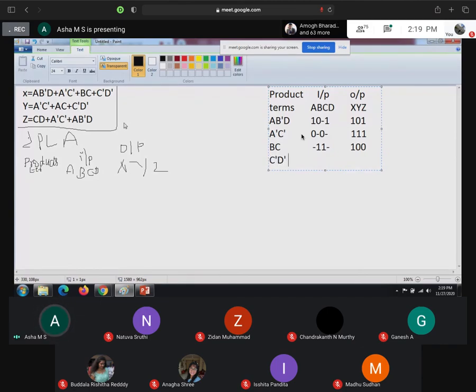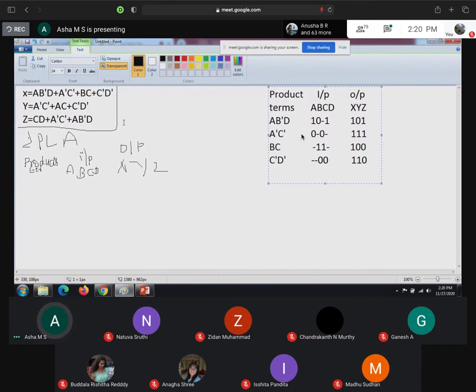Next product is C bar D bar. What is the value of variable A? It doesn't exist, hyphen. B doesn't exist, hyphen. C exists, the value is 0. D exists, the value is 0. So in how many output functions is C bar D bar existing? It is existing in X, so it is 1. What about Y? Yes, it's existing in Y, so it's 1. What about Z? Z is not there, so it is a 0.